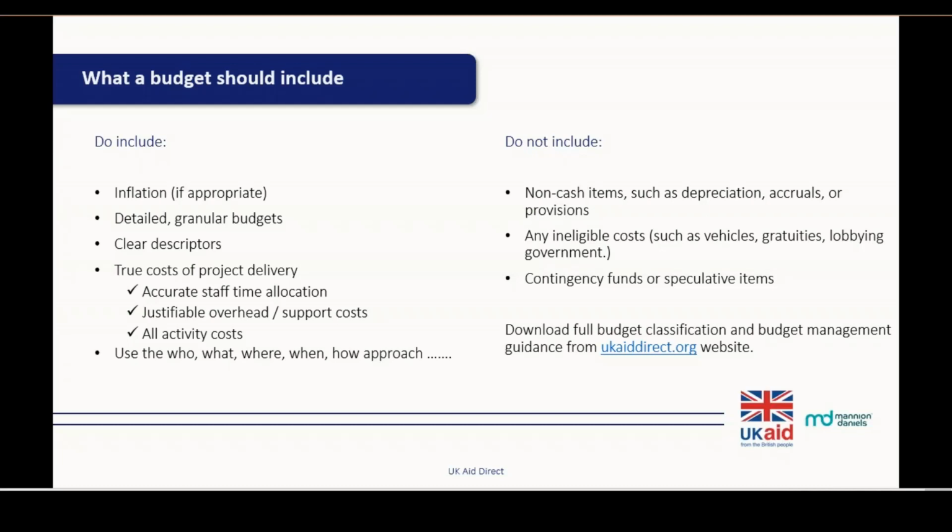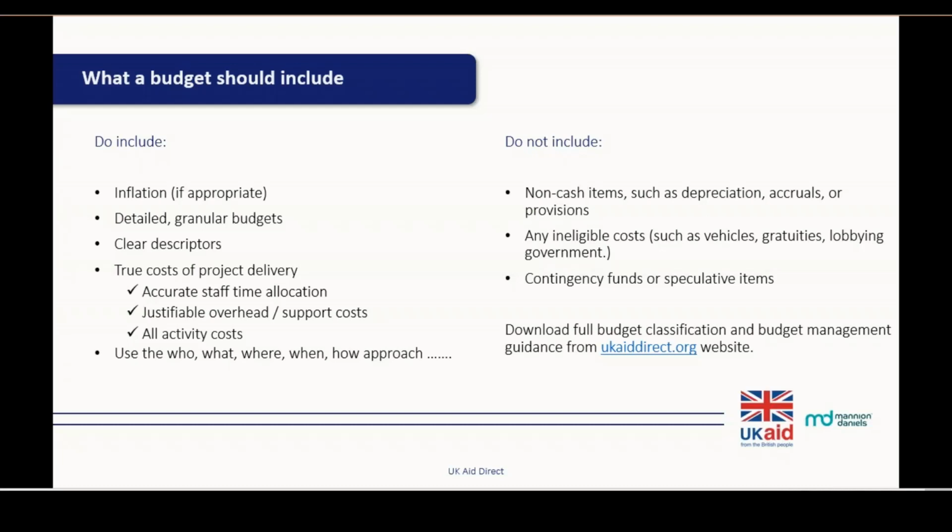You should always include the true costs of the project delivery. There really is no need to subsidize your own staff costs and time, and you should be including a realistic amount for your overheads. But similarly, obviously, don't include too much, and by that I mean, we wouldn't expect to see that most of your budget is taken up by one staff member's salary. If in doubt, use the who, what, where, when, how approach for each budget line to make sure you are covering all of your activities.